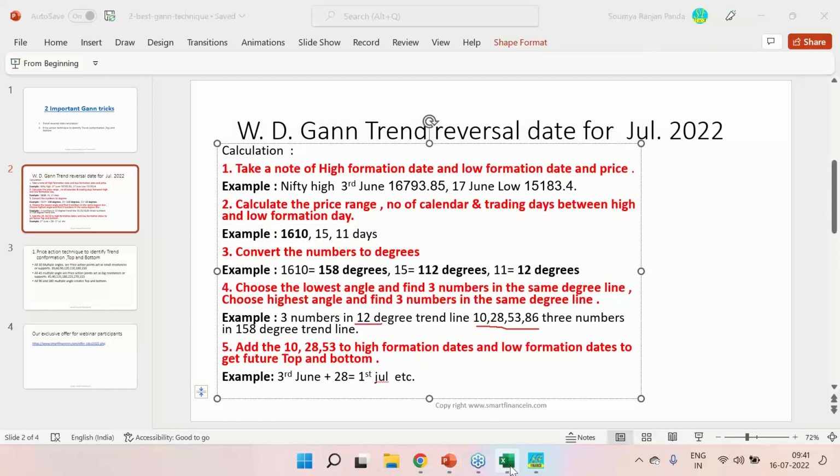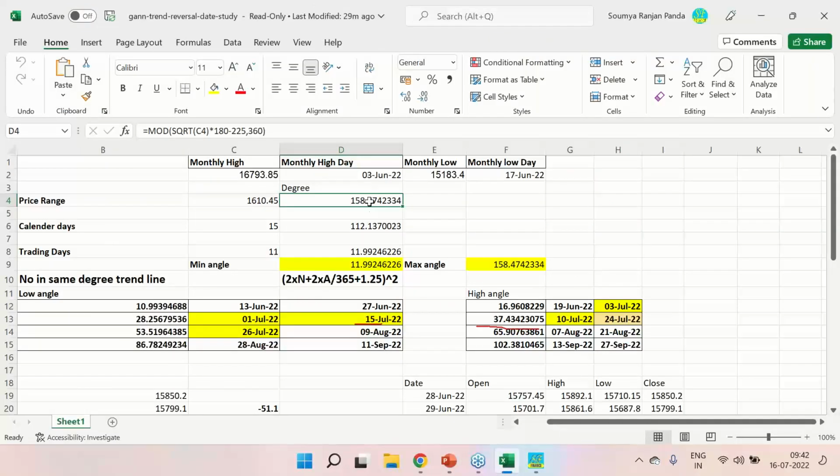So we'll go to the formula. As I said, number to degree conversion, the Excel sheet that I have provided. In that value, if you just click here, you will get the formula: same numbers in the same degree trend line. This is the formula: (2 into n plus 2 into a divided by 365 plus 1.25, which is a constant) whole square. What is n?